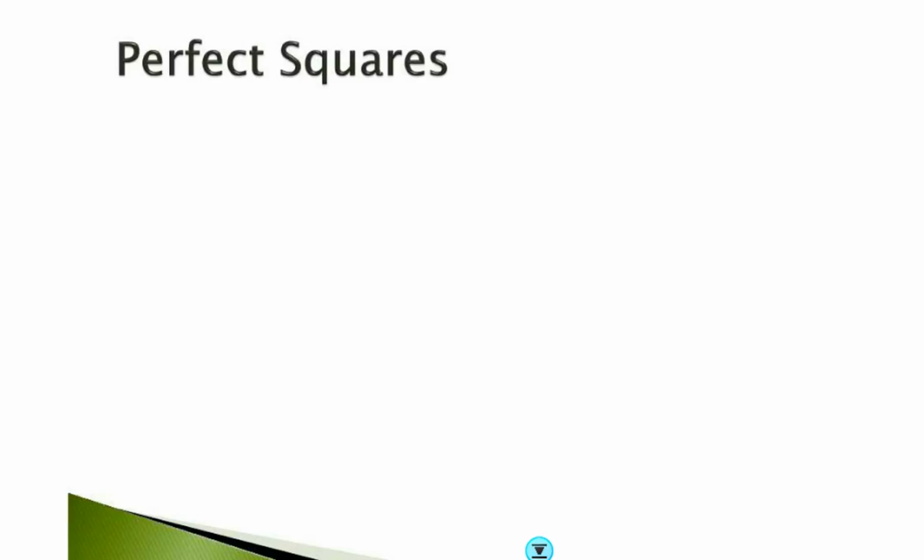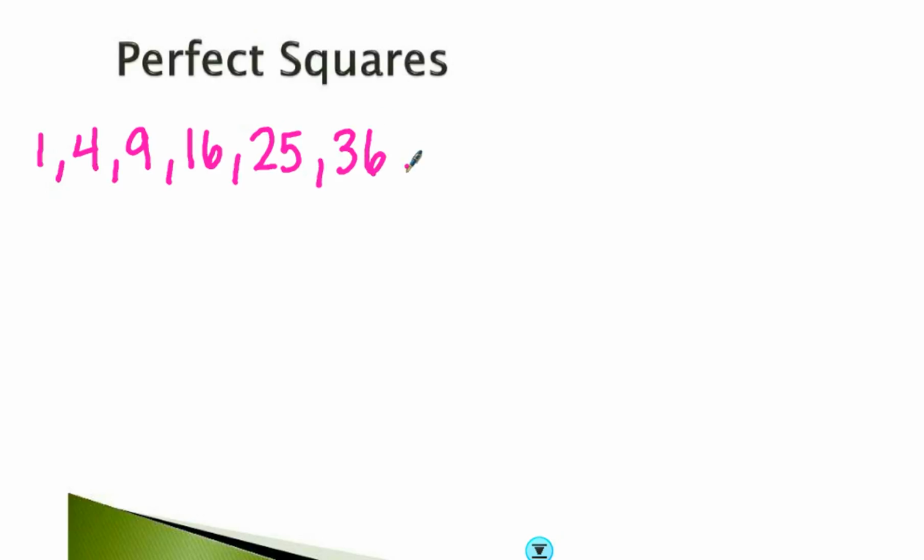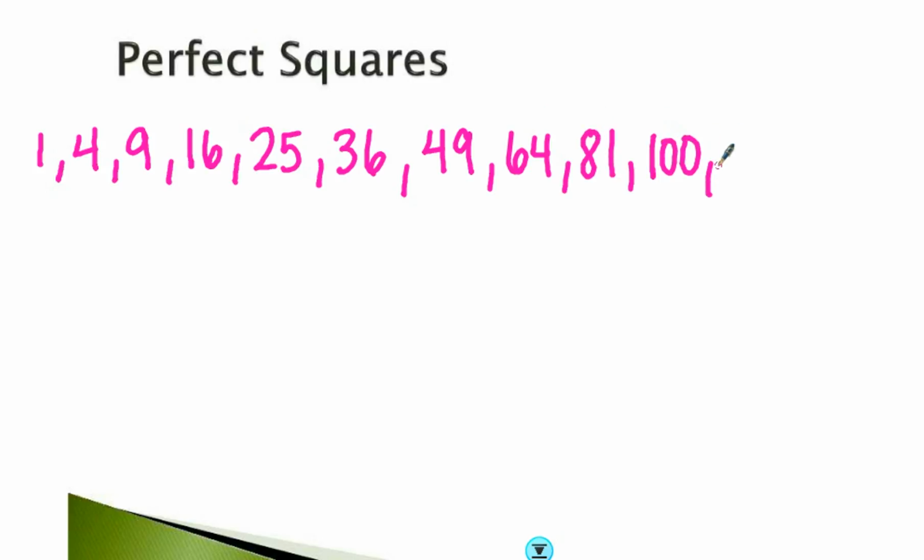Alright, perfect squares. What are perfect squares? So perfect squares are these numbers that we get when we multiply numbers by themselves, and we call them perfect squares. So for example, what is 1 times 1? 1. What is 2 times 2? 4. 3 times 3? 9. 4 times 4? 16. 5 times 5 is 25. 6 times 6 is 36. 7 times 7 is 49. 8 times 8 is 64. Okay, hopefully you're seeing the pattern here, and this goes on forever and ever. So there's not all of them, just a small little chunk of some of the perfect squares.